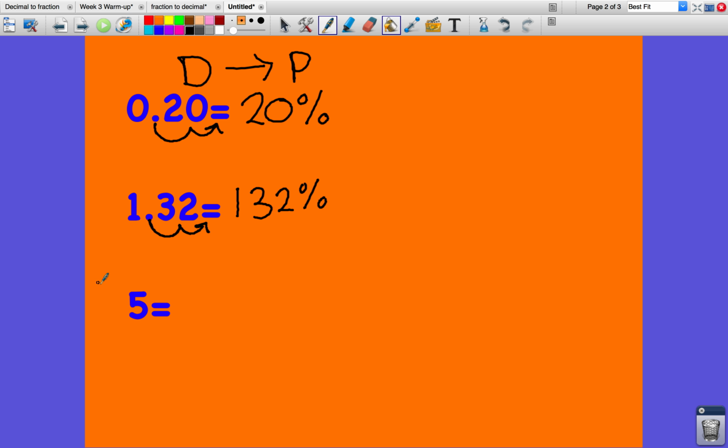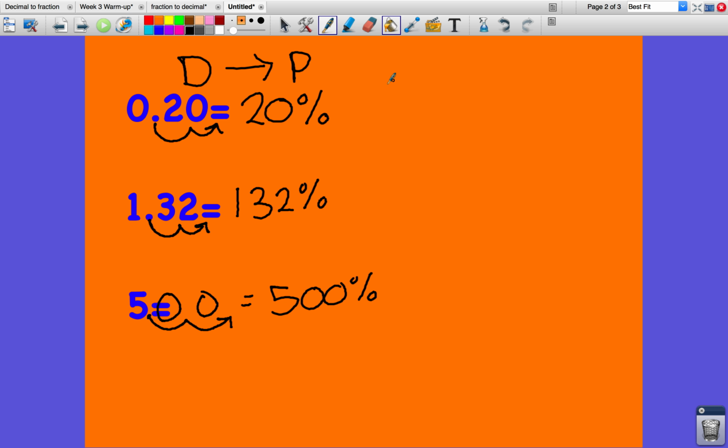And this last one is a little tricky. So I have the number 5, and I have to remember where my imaginary decimal is for 5. My decimal is right behind the number, and I have to move it 2 spaces to the right. With these blanks, I'm just going to add a 0. So the number 5 is really equal to 500%.